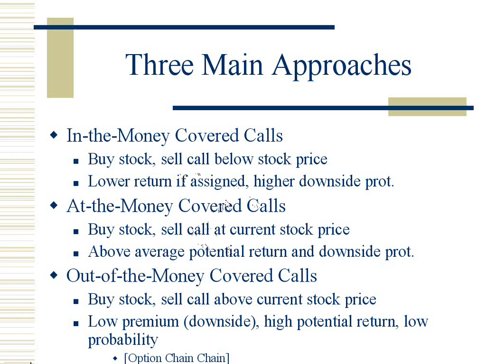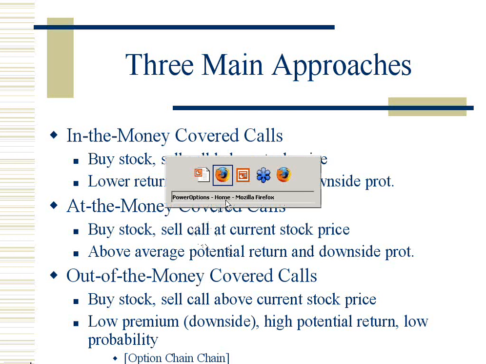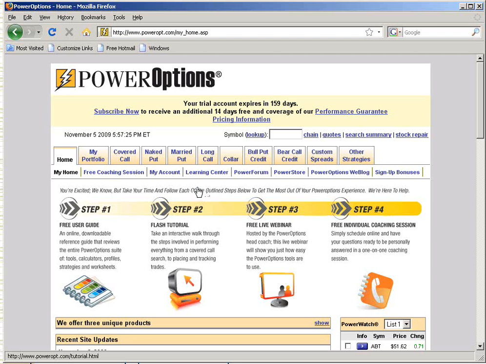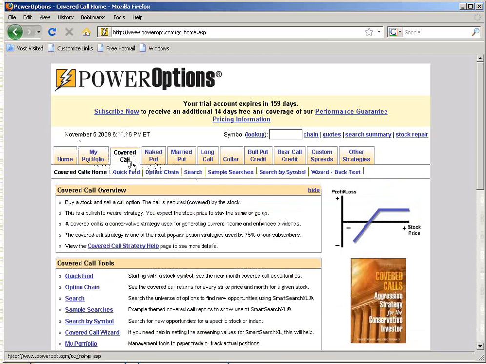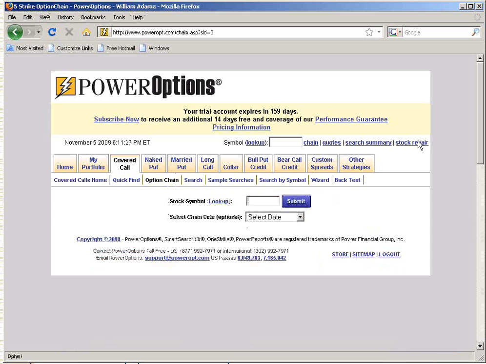To do that, we're going to leave our slide presentation for the moment. We'll come back. We're going to go to the PowerOptions suite of tools. Now, we're talking about covered calls, so first I'm just going to select the Covered Call tab, and this gives me access to all of the tools available. And we're going to go straight into the option chain, and the option chain on PowerOptions is very unique for covered calls and naked put investors because we show you on the option chain, in addition to the standard things you might see on a given chain, such as the bid price and the ask price, the option volume or the open interest, maybe the delta.